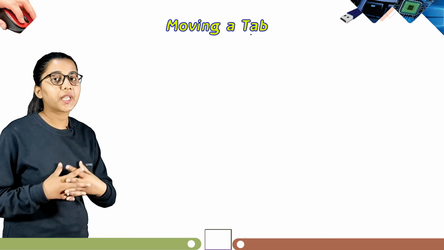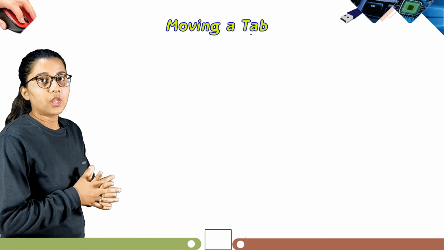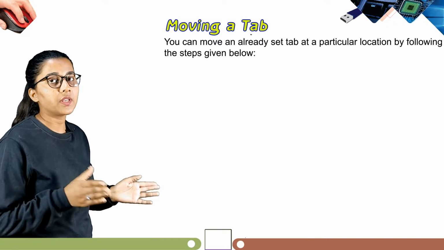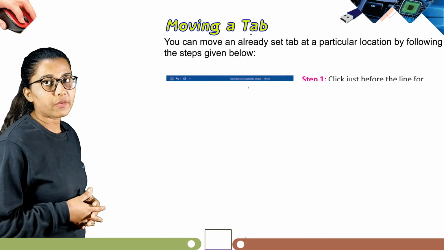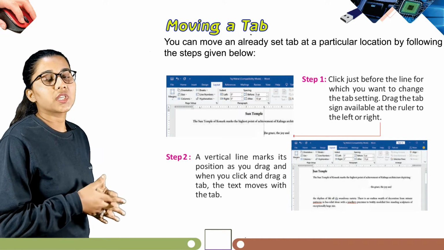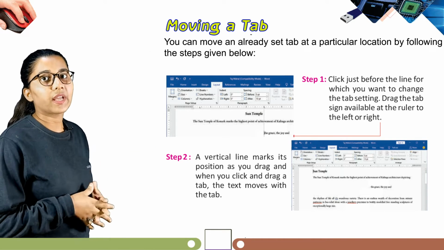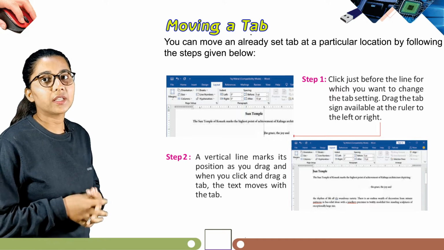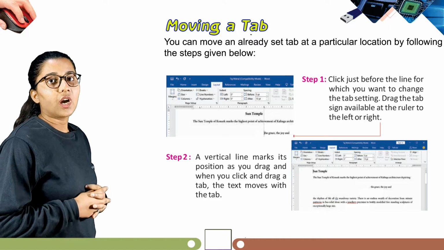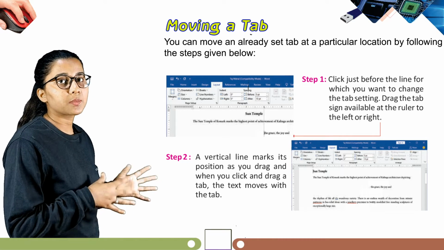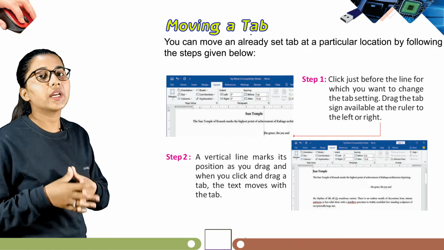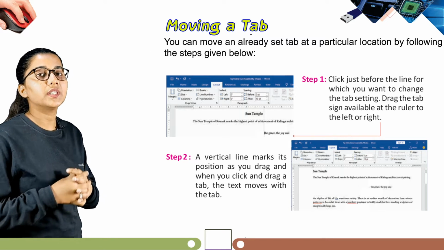How will you move a tab? Let's learn about it. You can move an already set tab following the steps given below. Step 1 is to click just before the line for which you want to change the tab setting. Drag the tab sign available at the ruler to the left or right. Step 2: a vertical line marks its position as you drag, and when you click and drag a tab, the text moves with the tab.